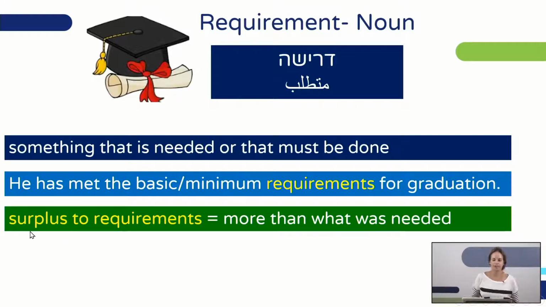In our extras here, we have surplus to requirements. Surplus to requirements is another way to say you have more than what is needed. Okay? Surplus basically means extra.